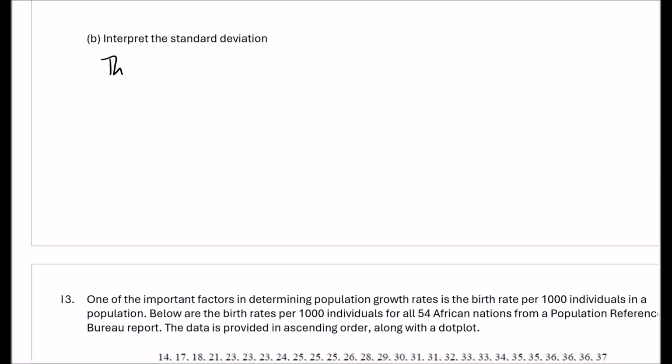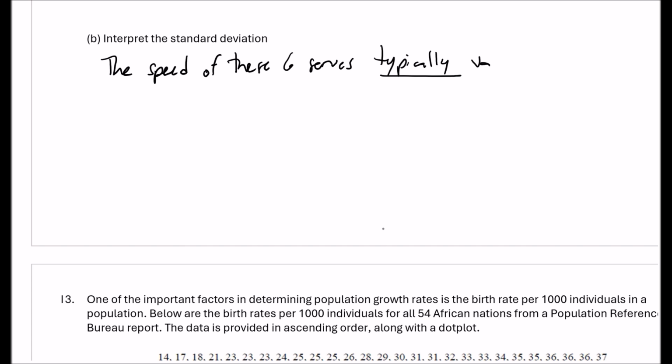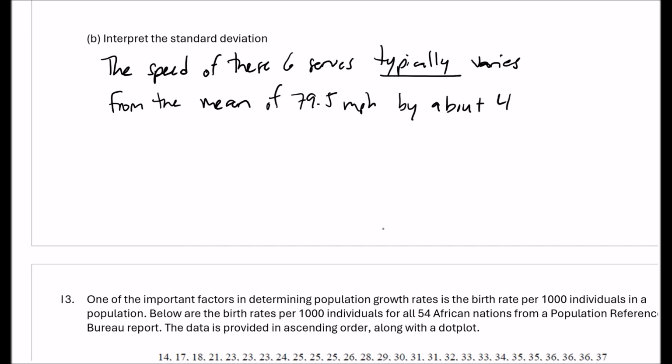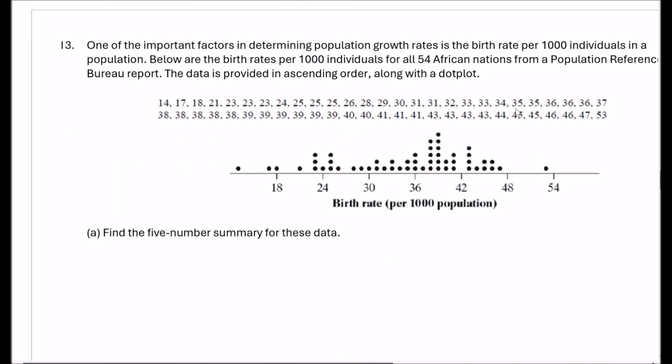So the speed of these 6 serves on average varies, so typically varies means on average, from the average, which is the mean of 79.5 miles per hour, and it varies by about 4.37 miles per hour. Okay, and that's the interpretation of the standard deviation, that the speed typically varies from the mean by about 4.37 miles per hour. All right, so let's look at the next question.